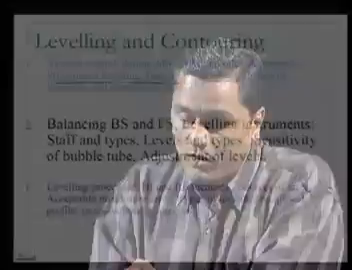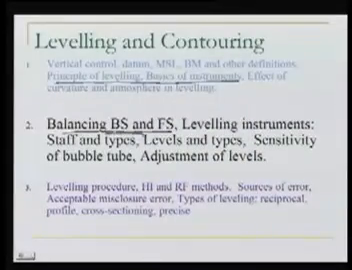So when we take observations on the staff using the level, our line of sight is not along the level line. It will have some error. We saw the effect of that error, and we also found the correction for that error, how we can eliminate it. What we will do today is talk about balancing backsight and foresight.